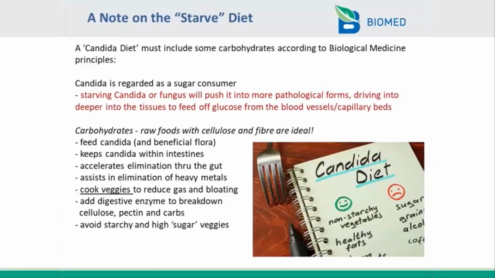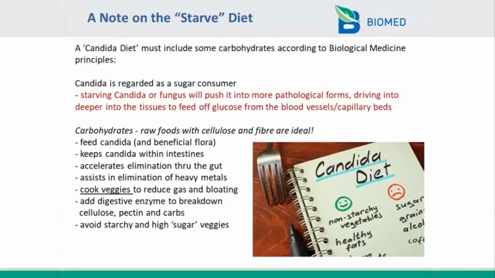And we also have to remember carbohydrates, especially complex carbohydrates, they're not the bad guy. We actually need them in a Candida diet. We just need to be smart about which ones are being chosen. Candida is a sugar consumer, and so starving Candida or fungus will push it into its more pathogenic form. It will drive it deeper into the tissues to feed off glucose from the capillary beds, and we don't want Candida driven deeper into the tissues.